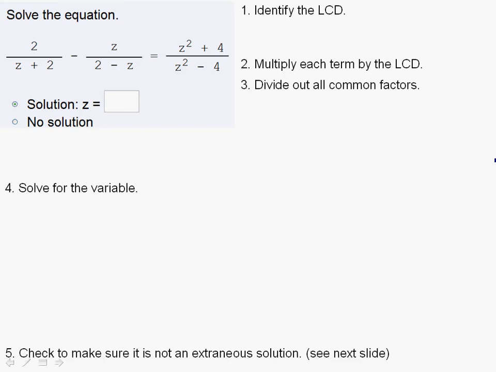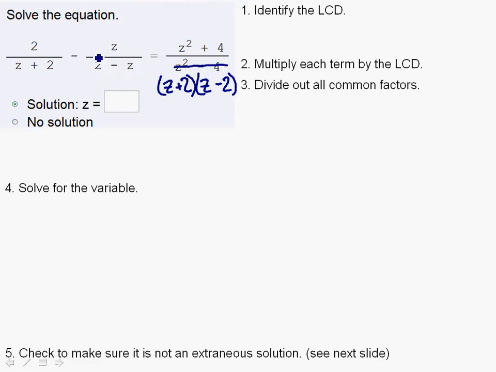Solve the equation. First step is to identify the least common denominator or lowest denominator that we could use. In order to make it a little bit easier on myself, I'm going to factor this one into z plus 2 and z minus 2. So I factored the bottom.